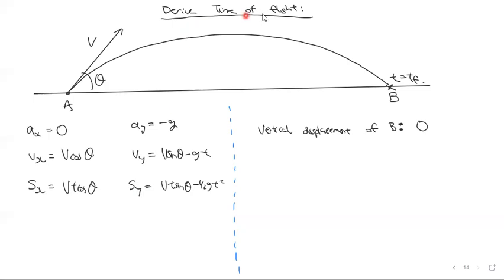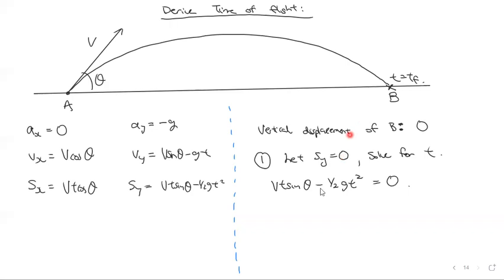So to derive the time of flight, it's actually very simple. We consider what we know, that the vertical displacement of B is 0. So we basically let Sy equal 0 and we solve for time. That's basically how we're going to derive the time of flight. There's going to be a little bit additional detail afterwards, but let's go ahead and do that. So if we let Sy equal 0, we're going to get v t sine theta minus a half g t squared.